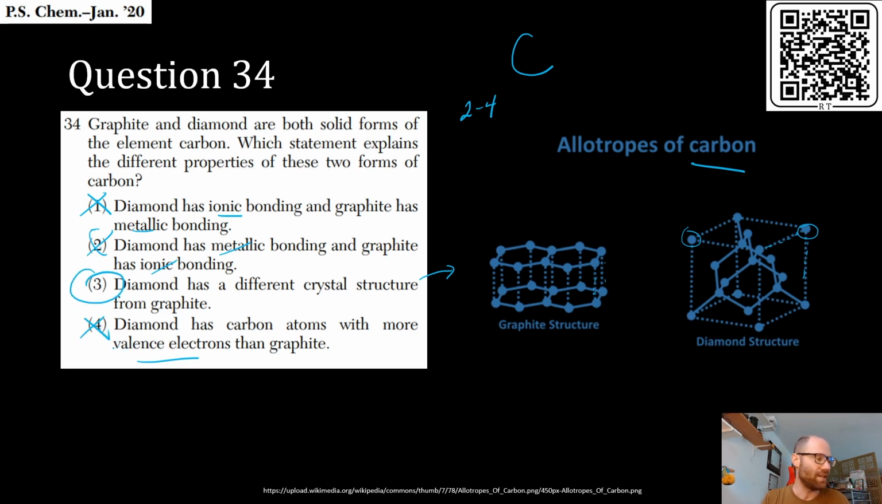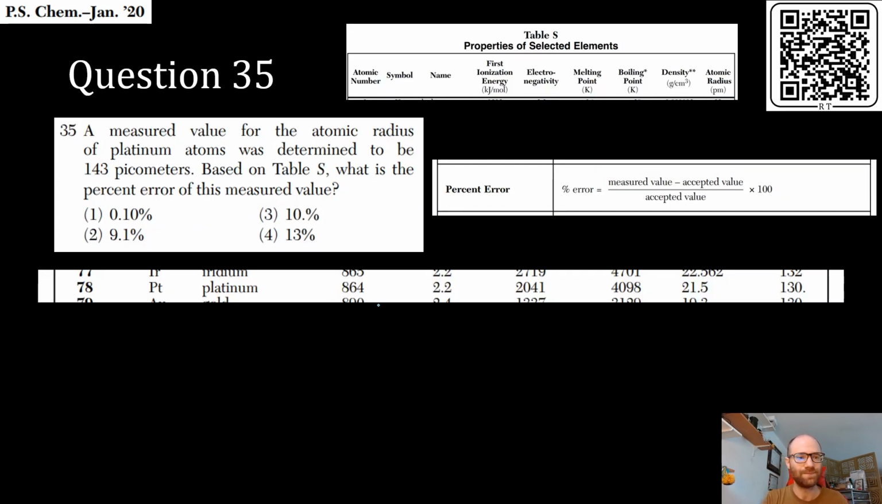Structure gives you function. Graphite is shiny gray. You can write with it. The sheets slide off each other, and then diamond is this hard, clear, colorless crystal. That comes from these atomic and molecular structures.